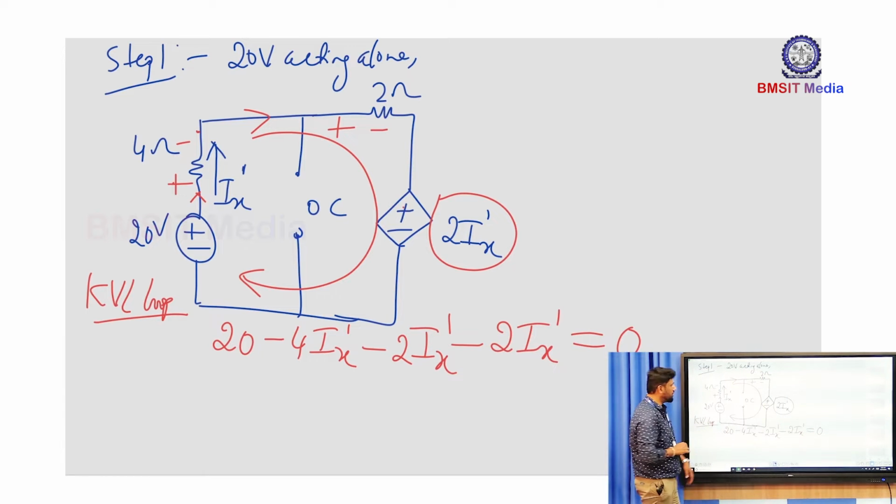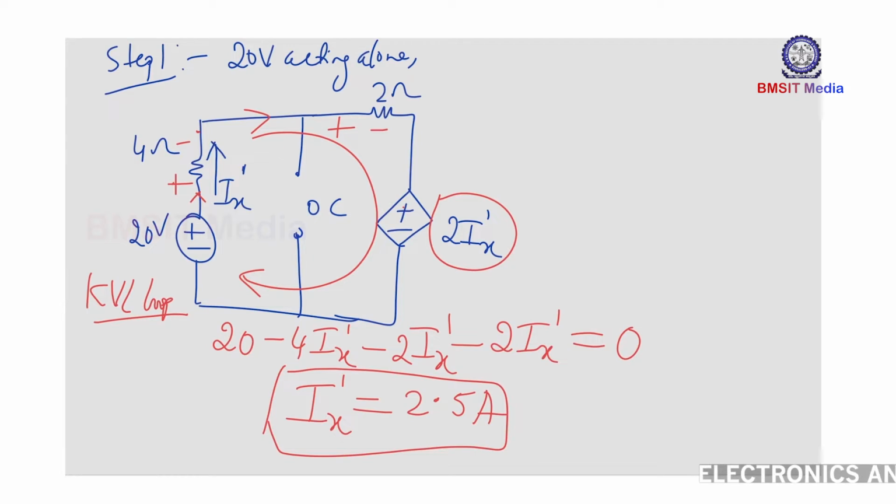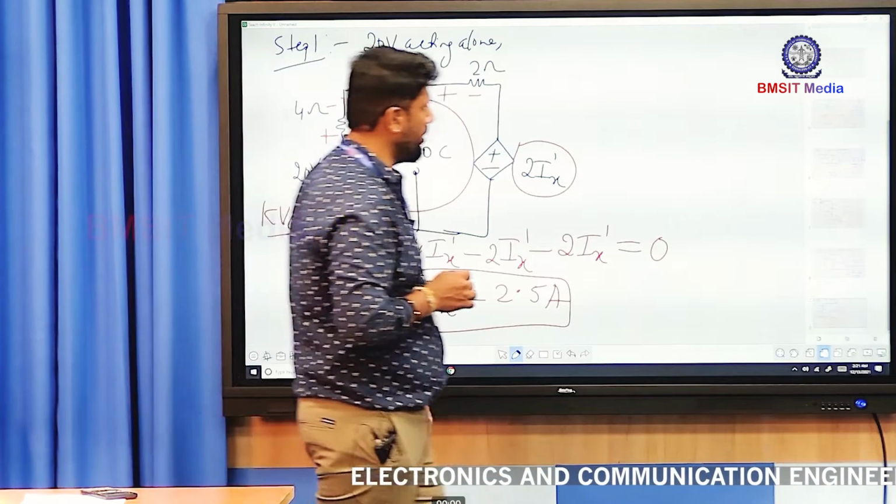Now this is a single equation with only one unknown, that's Ix dash. So simplify for Ix dash, and you get 20 divided by 8, which is 2.5 ampere. So that's the value of Ix dash when you consider only the 20 volt source acting alone.